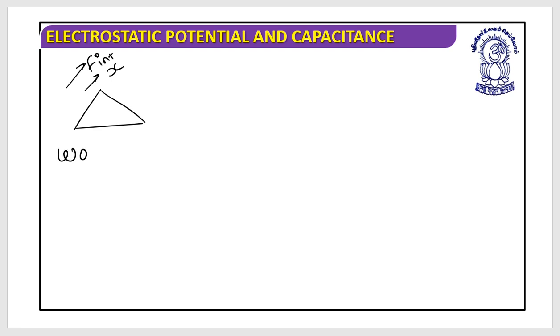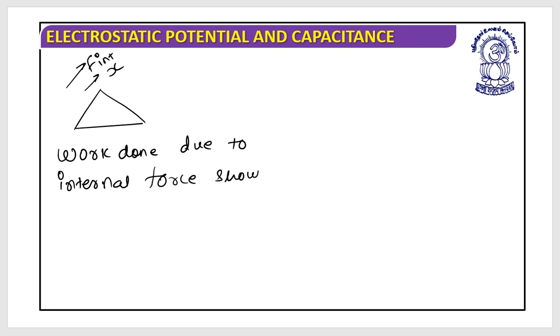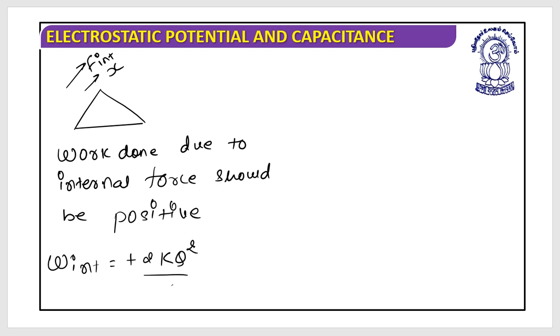So work done due to internal force should be positive. So what should I do now? Work done due to internal force should be, what was my answer? It's minus 2kq square by a. So now it would be plus 2kq square divided by a.